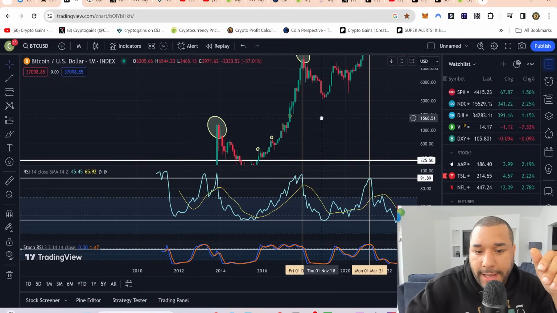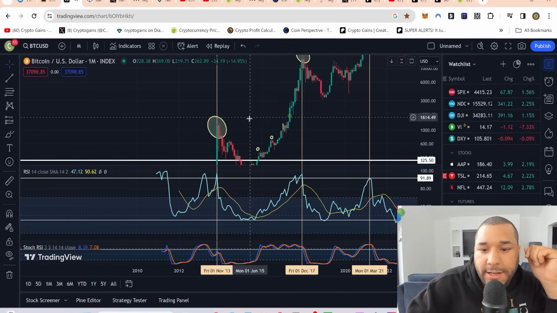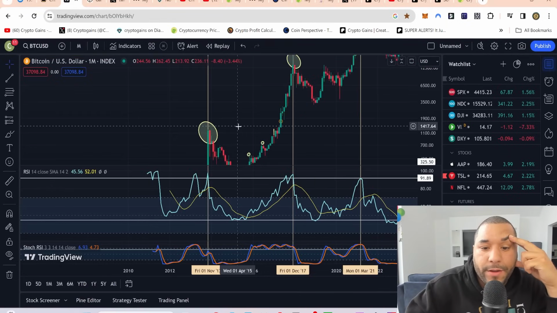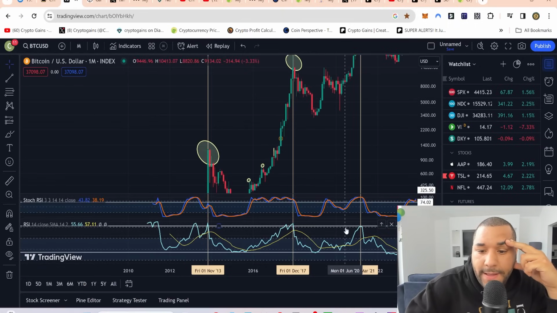Just real quick, I'll come back again. And then this one here, I'm going to put the vertical line, boom. These are your tops, and this is what I'm looking for. So when you use the RSI with the stochastic RSI, you start to paint a very good picture.